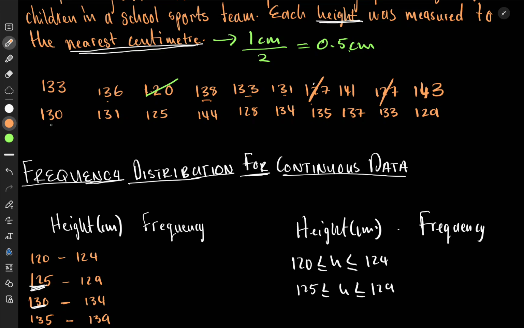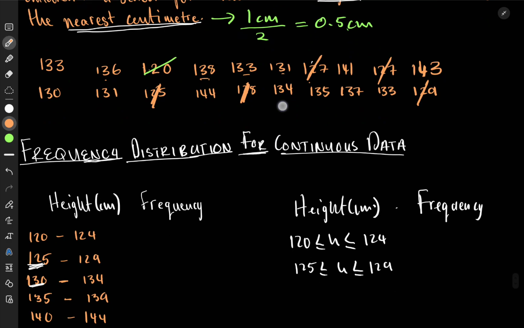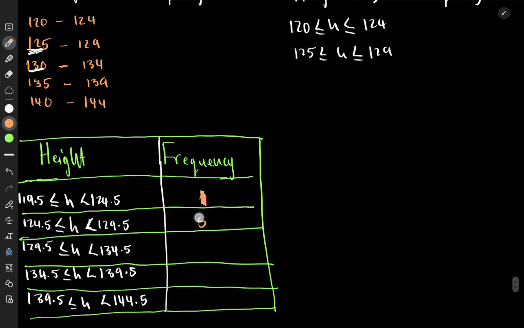So we keep going. 131, 125. It fits. Okay, it's greater than 124 but less than 129. 128 fits again. So now we have 4 things, and 129 itself, okay, it is less than 129.5. So at the end of the day, we have 5 things. So we can go ahead and put 5.